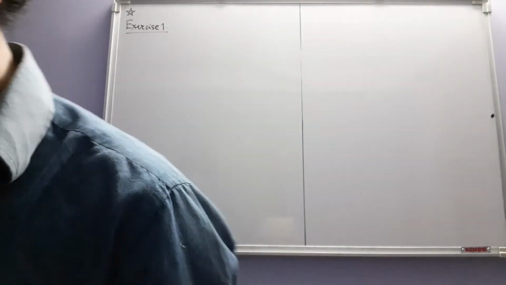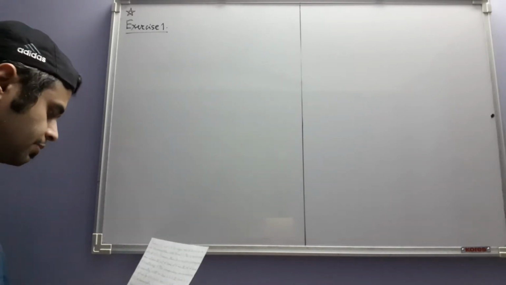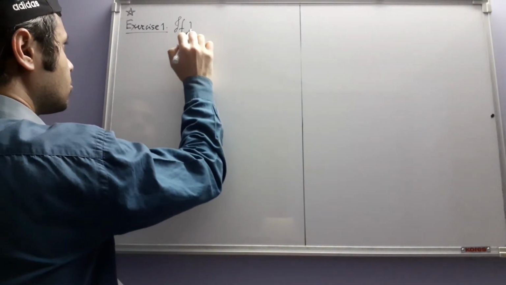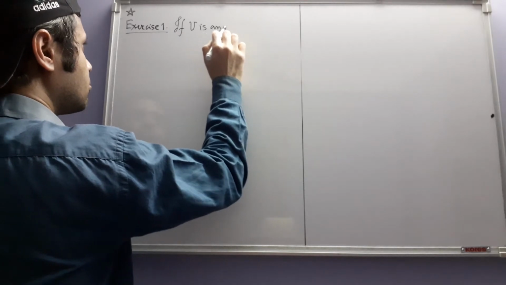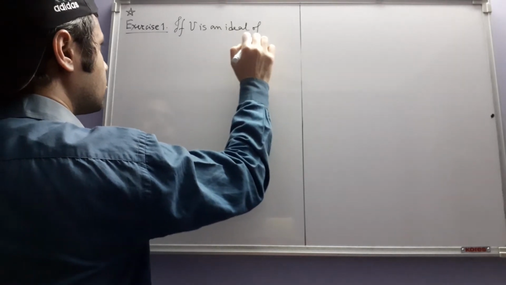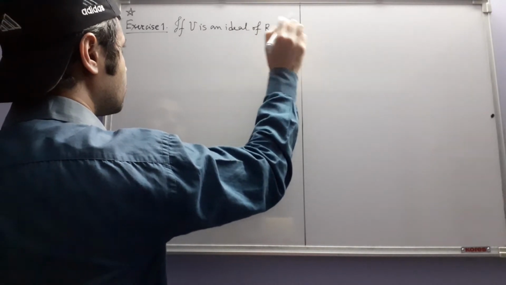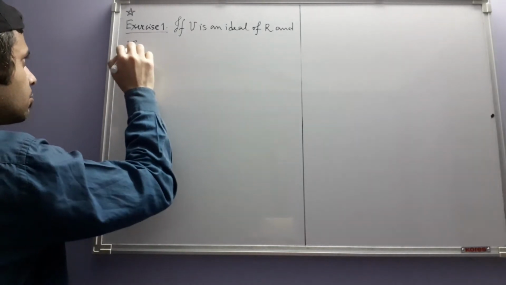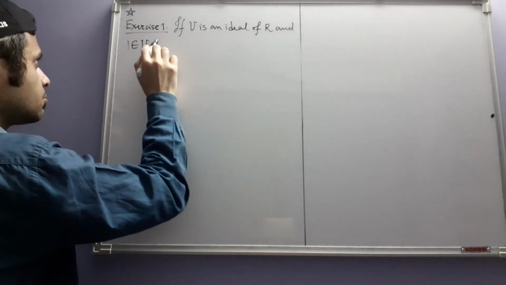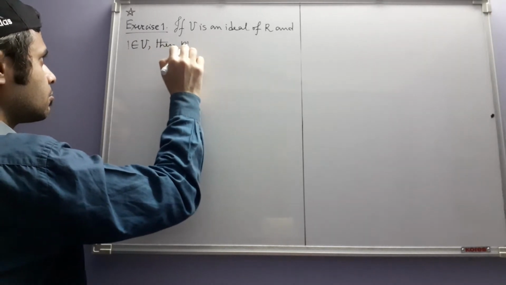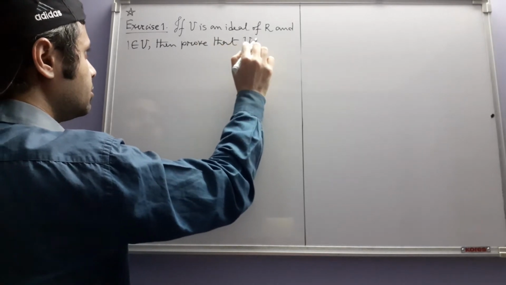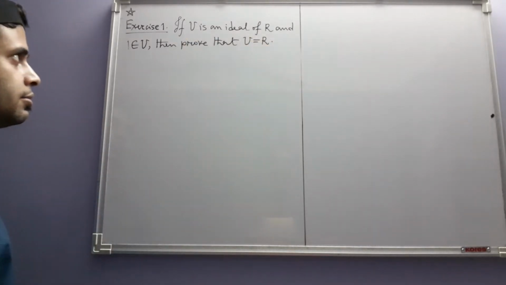Okay, so let's see the exercises now. So let's first see what the first one asks. If U is an ideal of R and 1 belongs to U, then prove that U is equal to R.